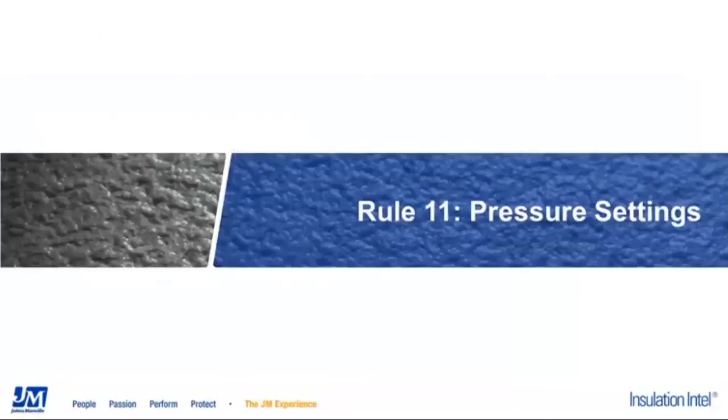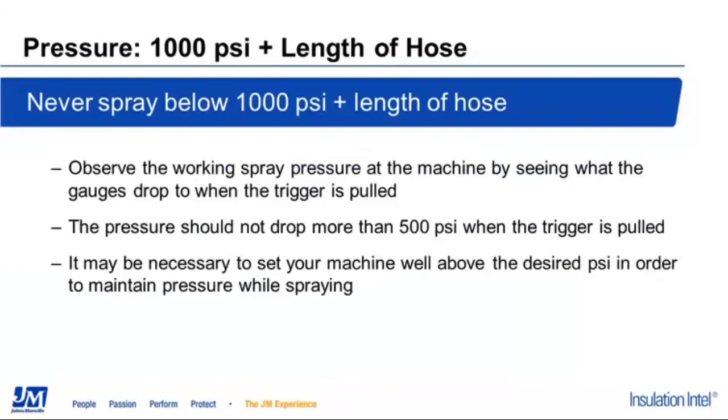Pressure settings. When we talk about pressure settings, we're really looking for you to have 1,000 PSI at the gun. Now, there's pressure loss associated with the material traveling down that line set. We're just going to take a real generic approach here and say that you lose 1 PSI of fluid pressure for every 1 foot of hose.